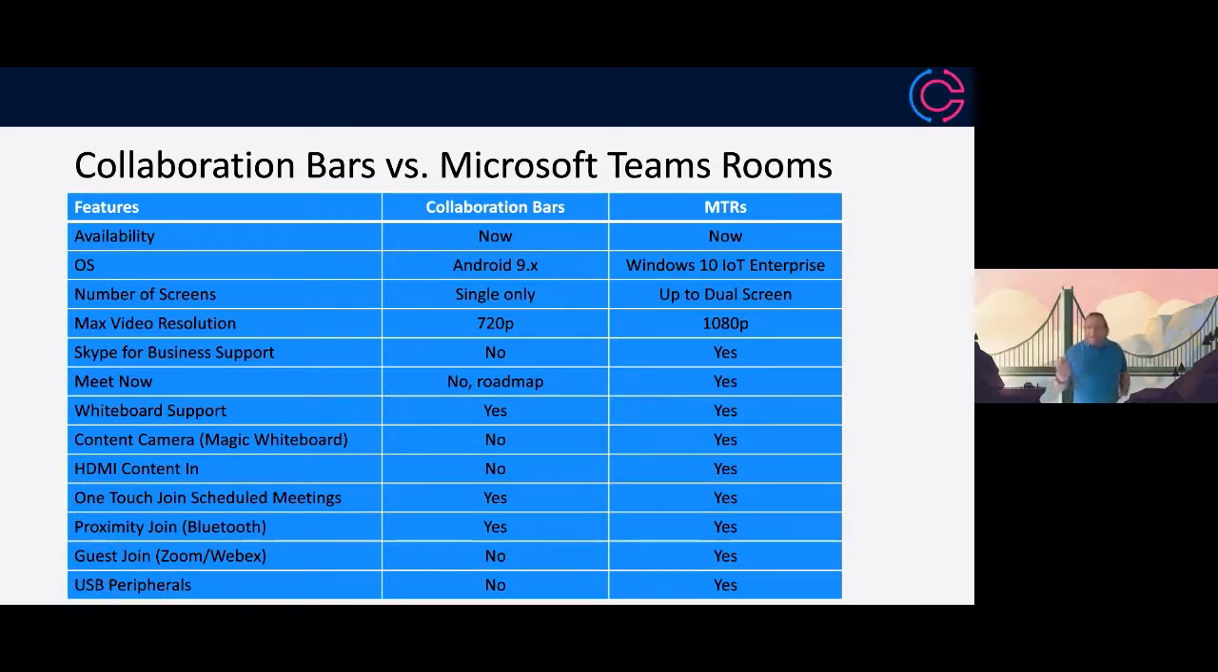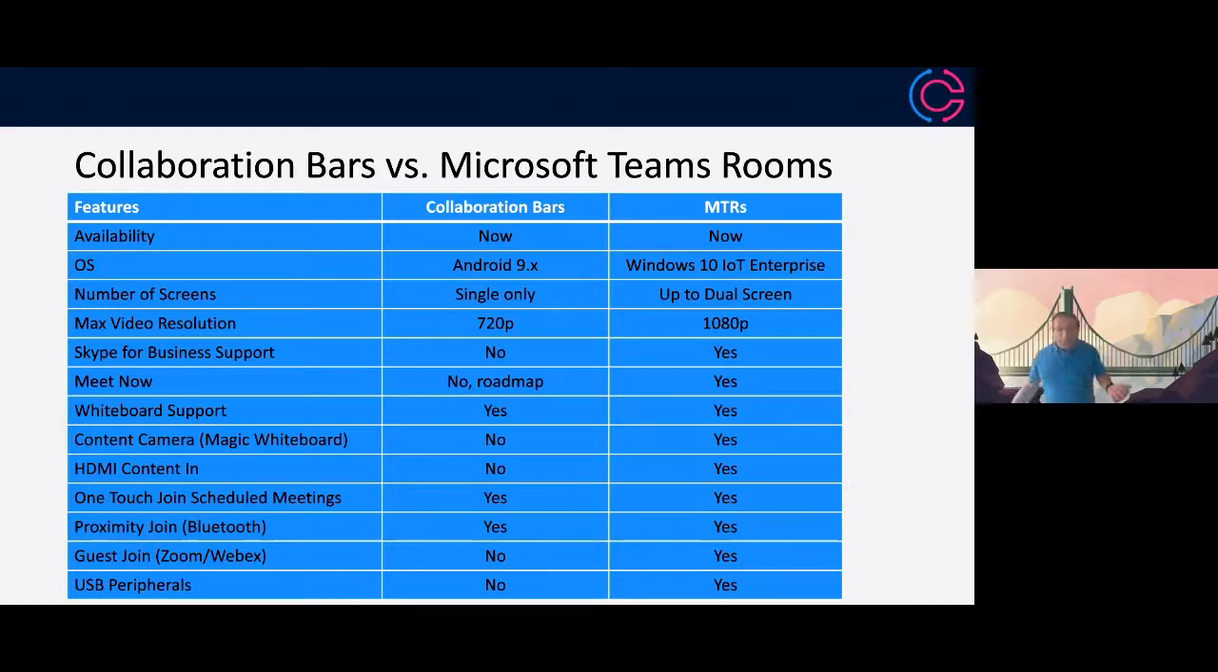HDMI content, so this is a physical cable where you want to walk into a room, plug in your laptop and share your desktop or application. That's something you cannot do on the collaboration bars. That's certainly part of the product spec for the Microsoft Teams rooms. Again, it has this one-touch join meeting experience as you would expect, as long as you invite it to a meeting with the Teams calendar invite.